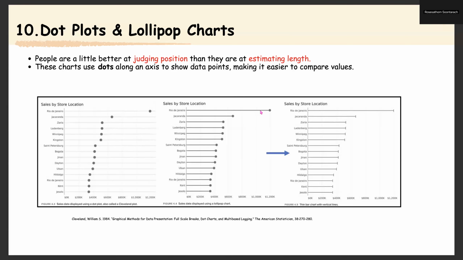People are a little better at judging position than they are at estimating length. So sometimes these charts use dots along an axis to show the data points, which makes it easier to compare the values like this. So you can see the position, and sometimes you can answer the question: if I ask you which store locations show the highest sales.